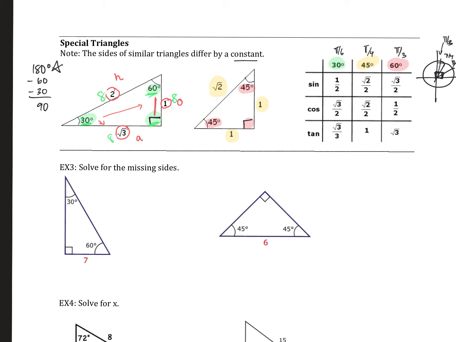So for example, if you could pick any number, let's say maybe 8, this new similar triangle would be 8 root 2, 8, and 8. And so on like that.